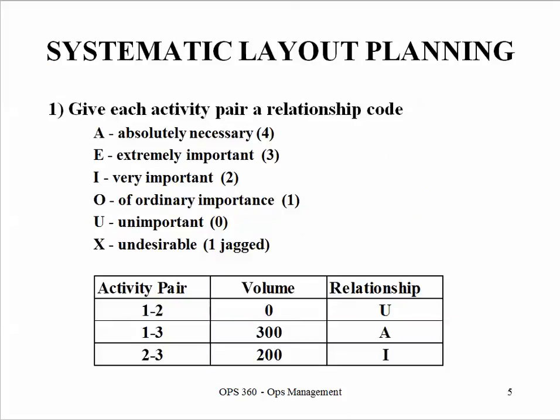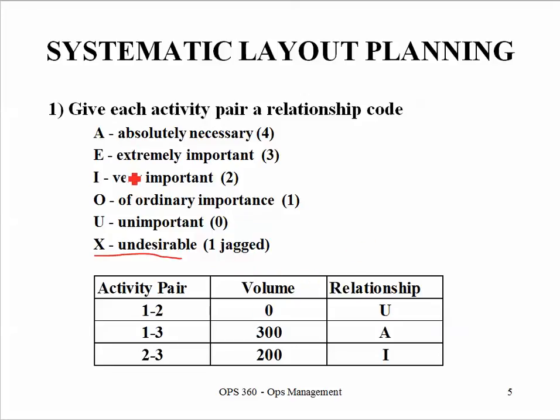So the first thing that systematic layout planning does is assign each pair of activities a relationship code. And there's a limited range of codes, cleverly called A, E, I, O, U, and X. Basically, A represents the relationship between a pair of activities that is absolutely necessary. E is one that's extremely important. I is very important. O of ordinary importance. U is unimportant. And then an X relationship is an undesirable relationship. This is the relationship that's represented with a jagged line in the graphical representation.